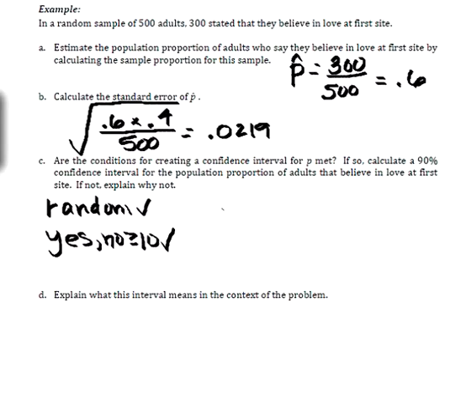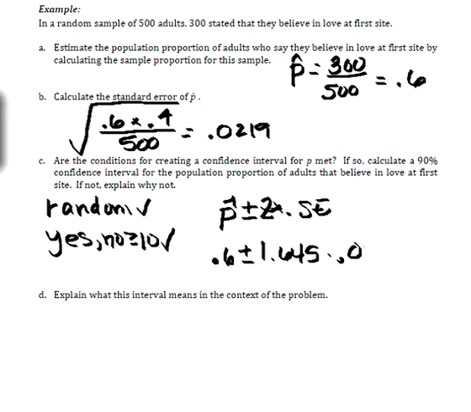Our equation says that we need to take p hat plus or minus z star times the standard error. We already found p hat in part 1, that was 0.6. The z star value we calculated on the previous page using our applet was 1.645 for a 90% confidence interval. And that gets multiplied by our standard error, which we just found to be 0.0219.